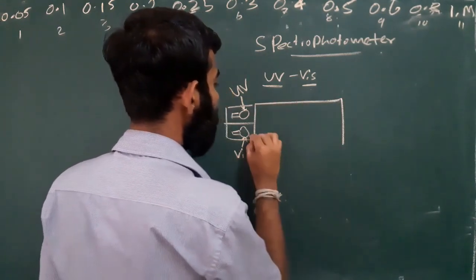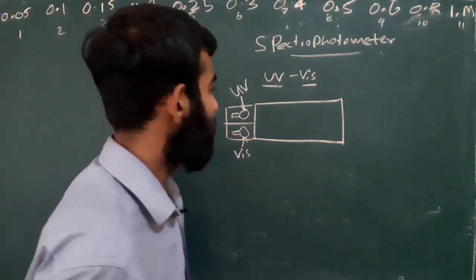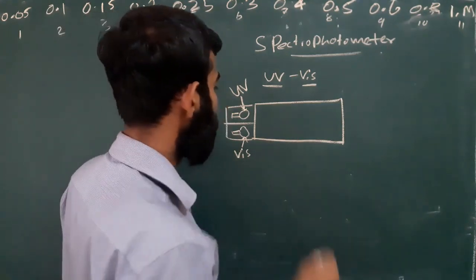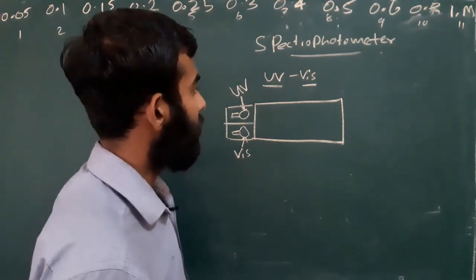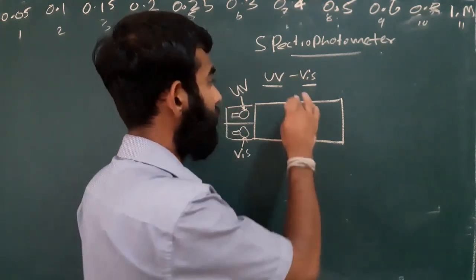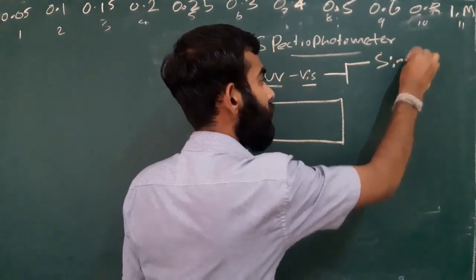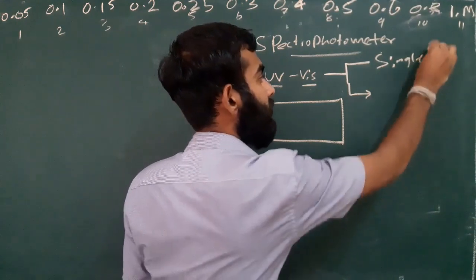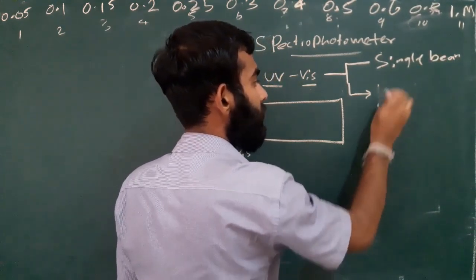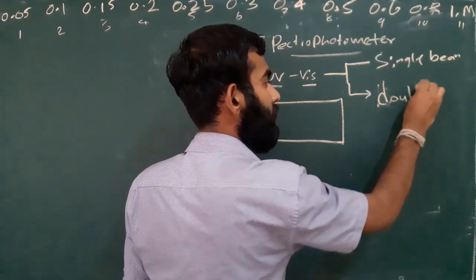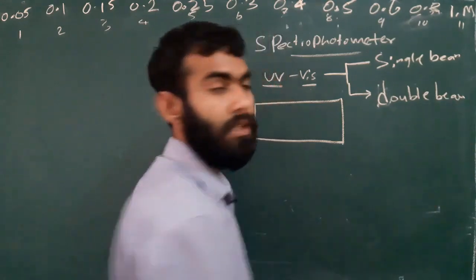We can choose the preferred wavelength, the preferred lamp. In a UV visible spectrophotometer, what should we do? Initially, we have to know there are two types of spectrophotometer: single beam spectrophotometer and double beam spectrophotometer. What is the meaning of this single beam and double beam?